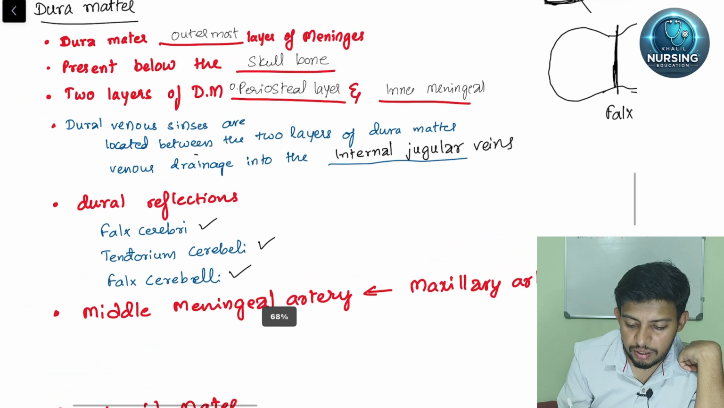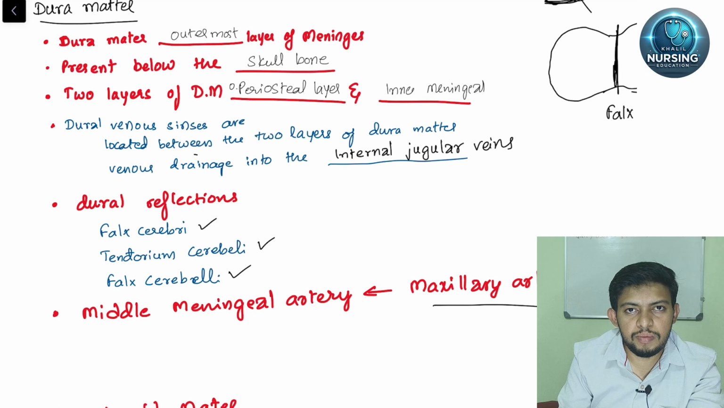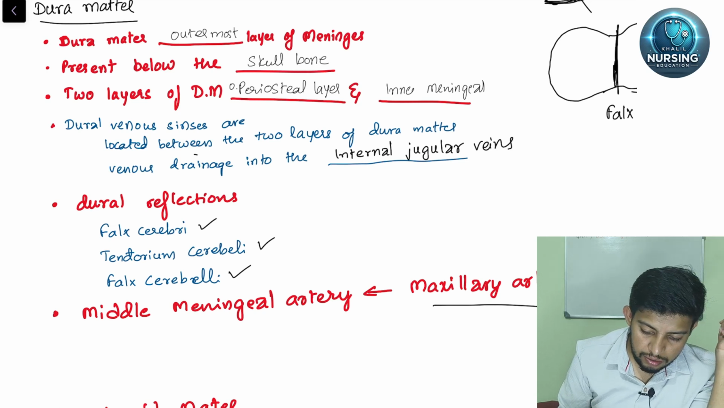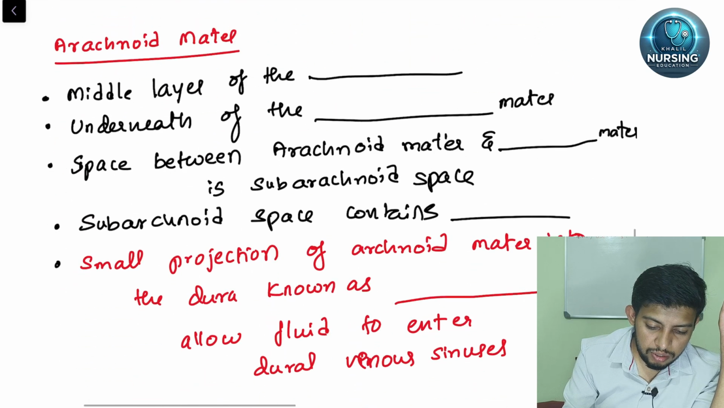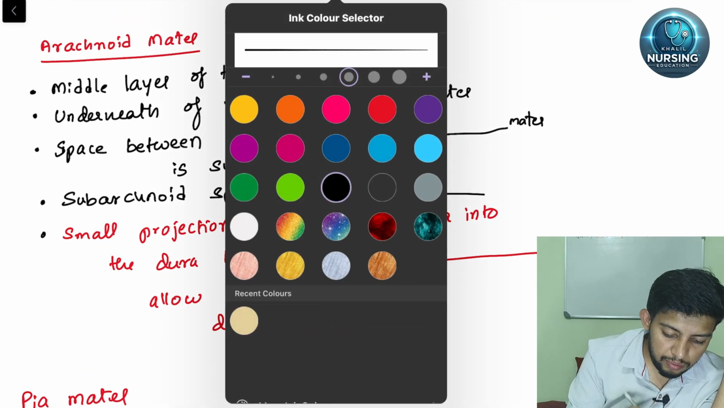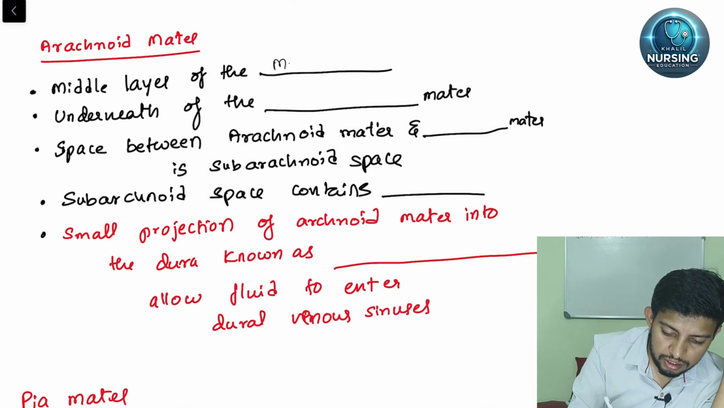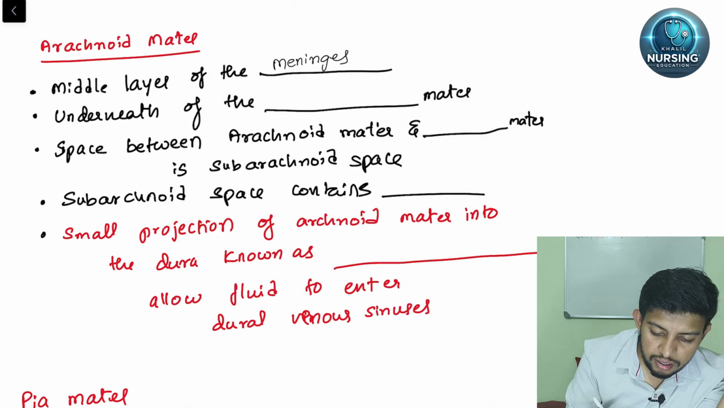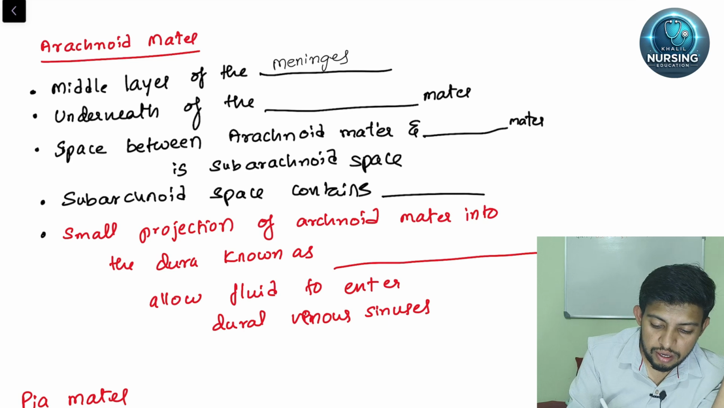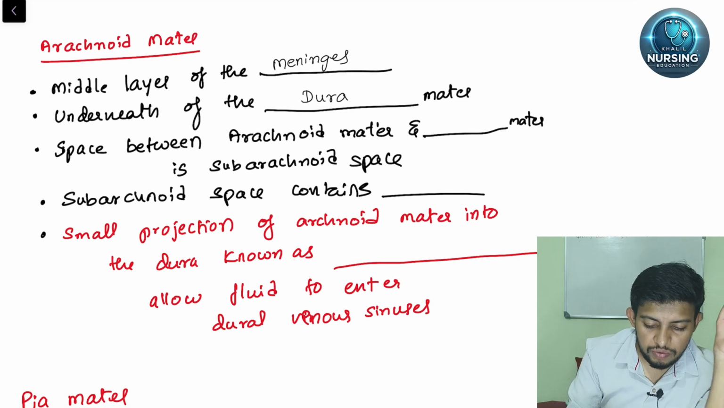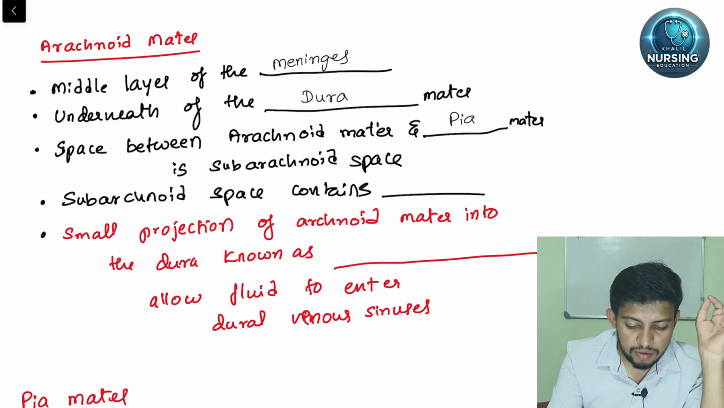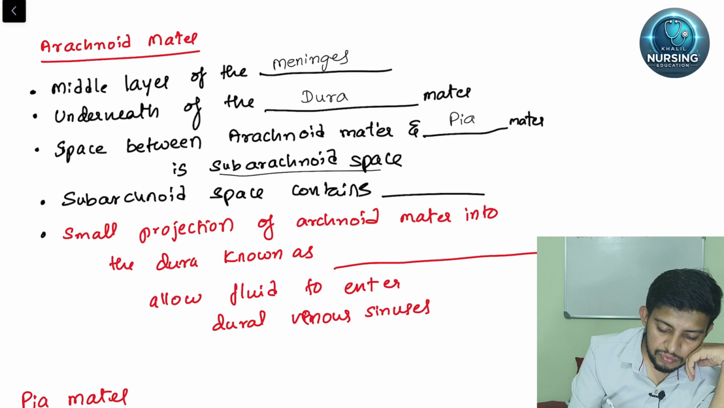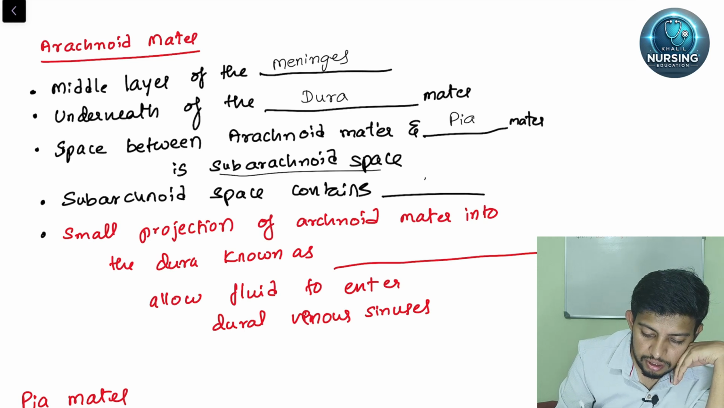Middle meningeal artery is supplied by the maxillary artery. Maxillary artery is supplied by the internal carotid artery, isn't it? So next we will discuss the arachnoid mater. Arachnoid mater is the middle layer of the meninges, underneath the dura mater. The space between the arachnoid mater and pia mater is the subarachnoid space, which contains CSF.